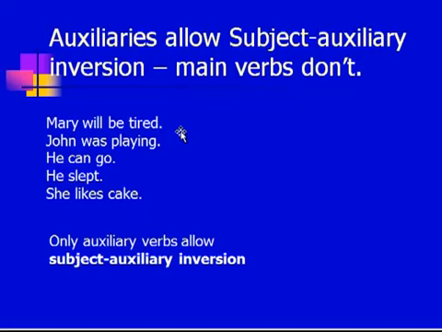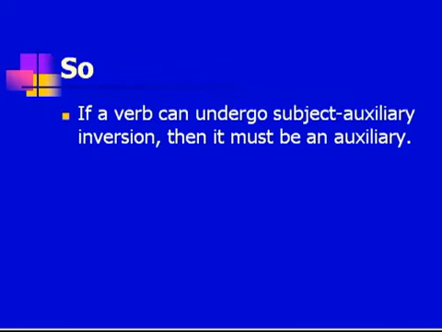He slept. Well, no, you don't say slept he, you would say did he sleep. So slept is not an auxiliary, it's a main verb. And she likes cake. You don't say likes she cake, but you would say does she like cake. Yeah, so you're using that dummy auxiliary do, and that shows that likes is a main verb. So, just to reiterate, only auxiliary verbs allow subject-auxiliary inversion. So if a verb can undergo this inversion, then it must be an auxiliary.